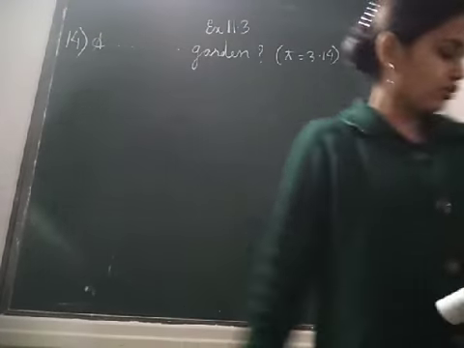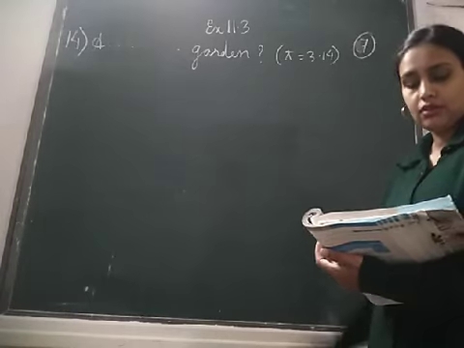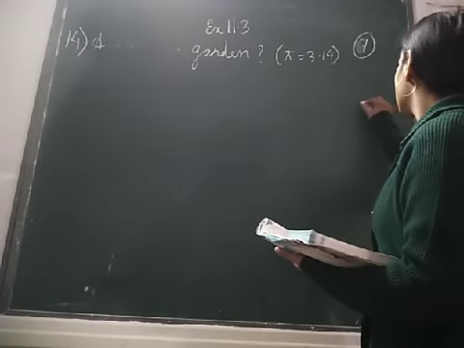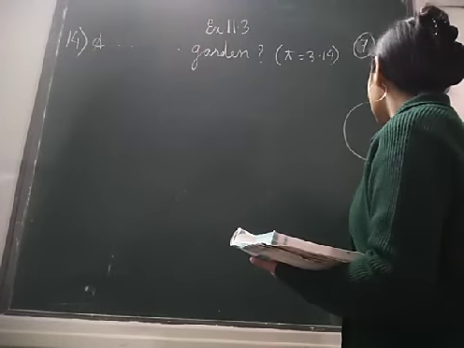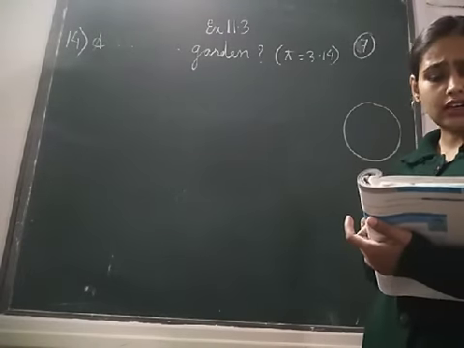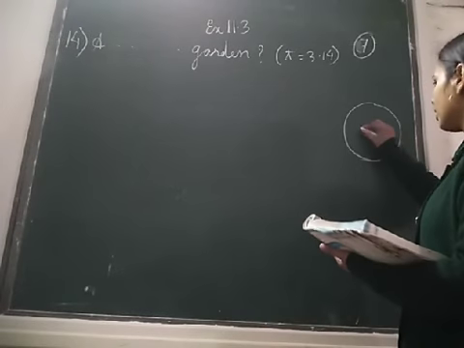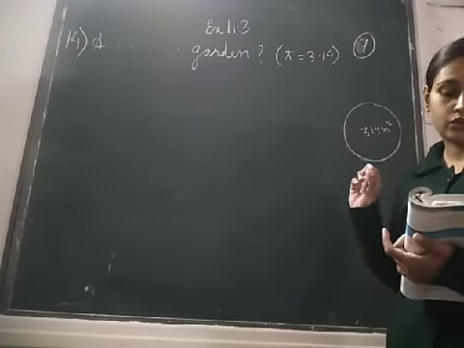We have to start question number 14. I'll read the question. A circular flower garden. Let's make a garden. It's a flower garden and it is in the shape of a circle. The circular flower garden has an area, so the area is 314 meter square.